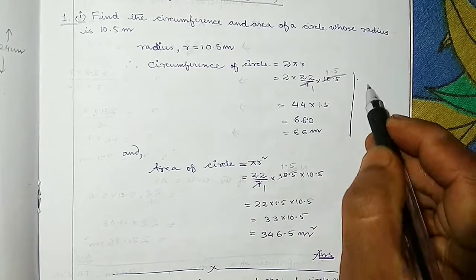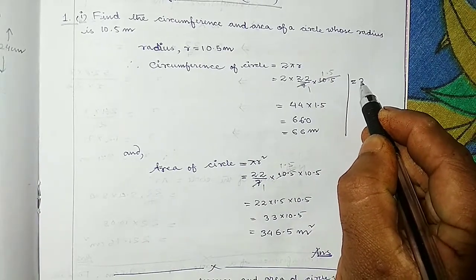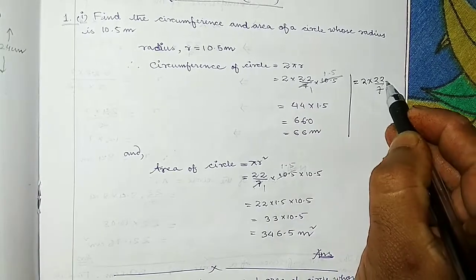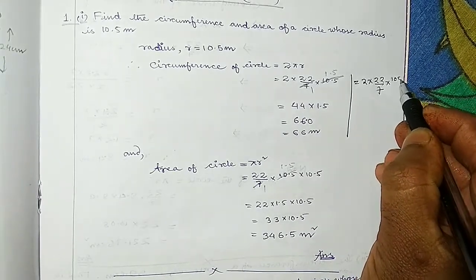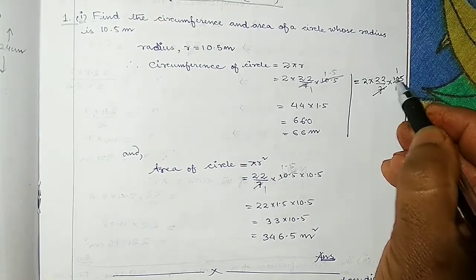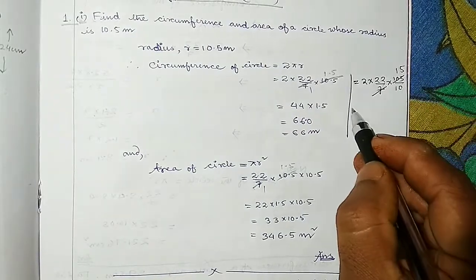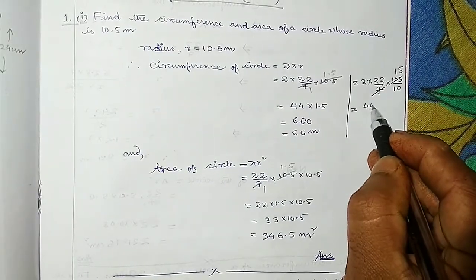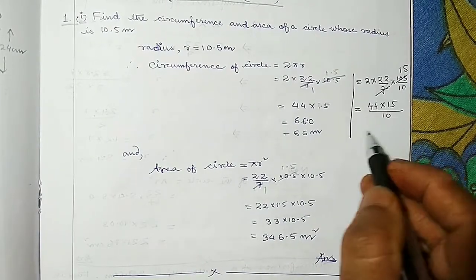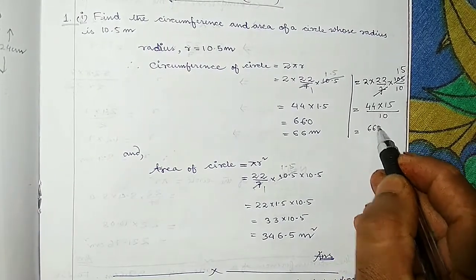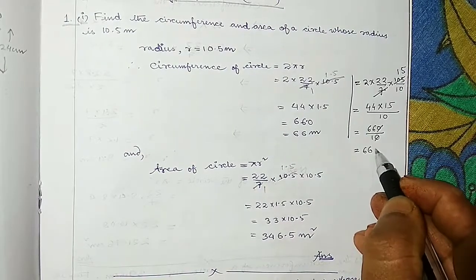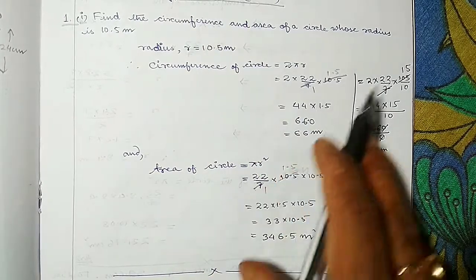Now if you find it difficult here, you can do this way also, 2 into 22/7, and instead of 10.5 you can write 105/10. Now 7, if I cancel 7 1 ja 7, 35, 5 7 ja 35. Now you got 44 into 15 divided by 10. 44 into 15, it will be 660/10. Cancel 0, you are going to get 66 meter. It's up to you. You can do this way or this way.